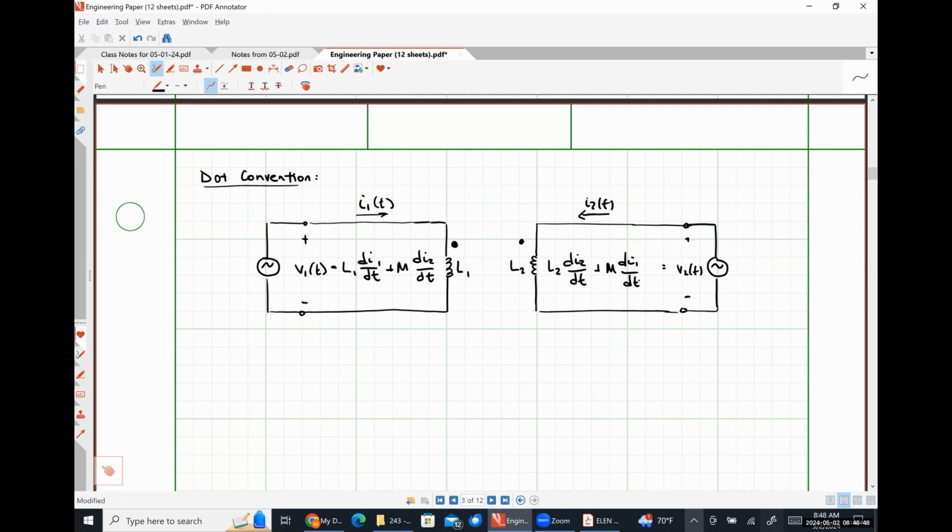Actually, one other thing that I'm going to introduce here. This double-sided arrow effectively represents our way of saying, hey, there is a mutual inductance between these two coils. So we're saying coil 1 represented by inductance L1 and coil 2 represented by inductance L2 are magnetically coupled to each other, and they have a common mutual inductance of M.